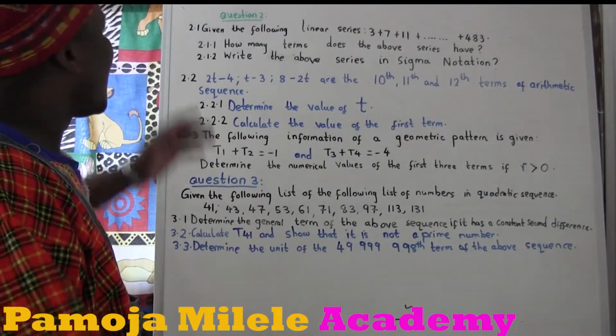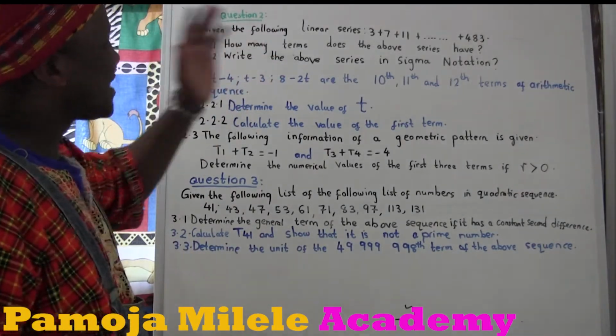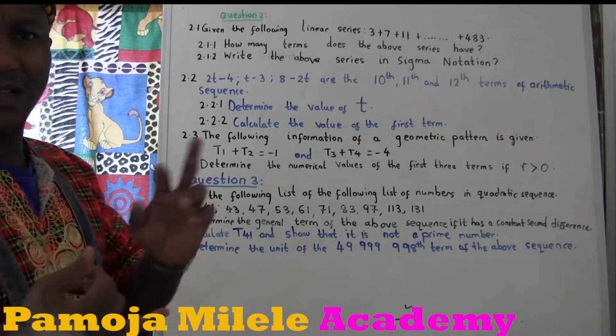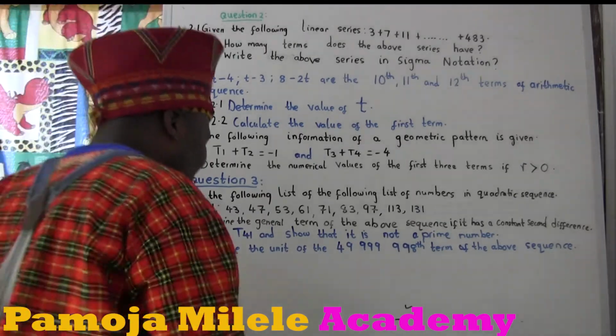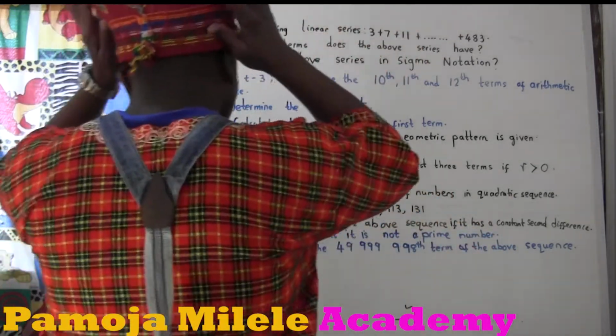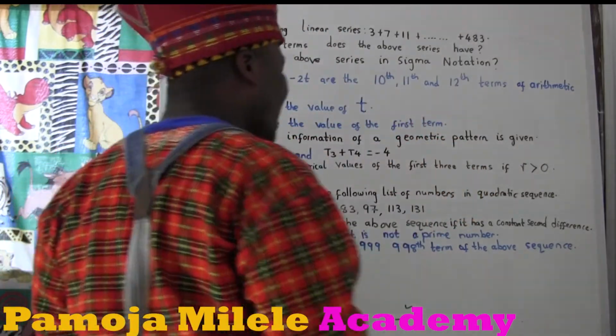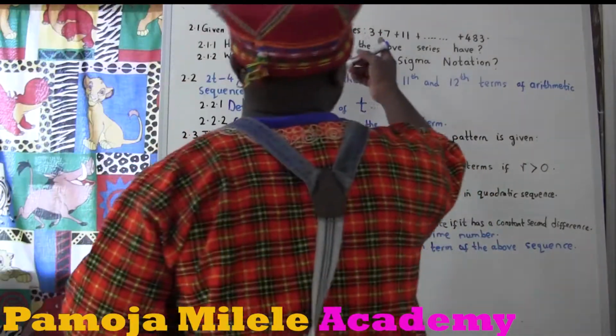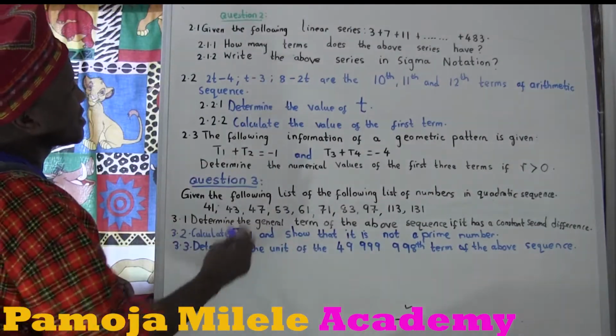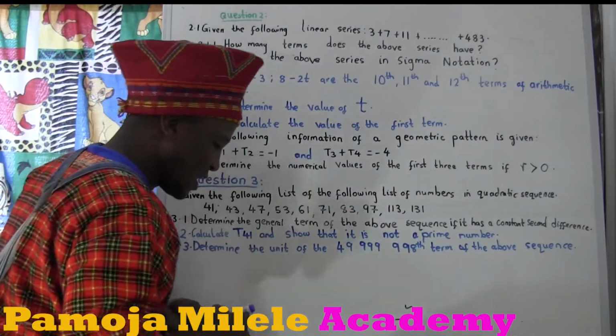Second question. Given the following linear series. Now you don't know whether your series is arithmetic or geometric, so you're going to have to test it. Once I identify whether it's arithmetic or geometric, then you can apply the formula. Let me use a pen.